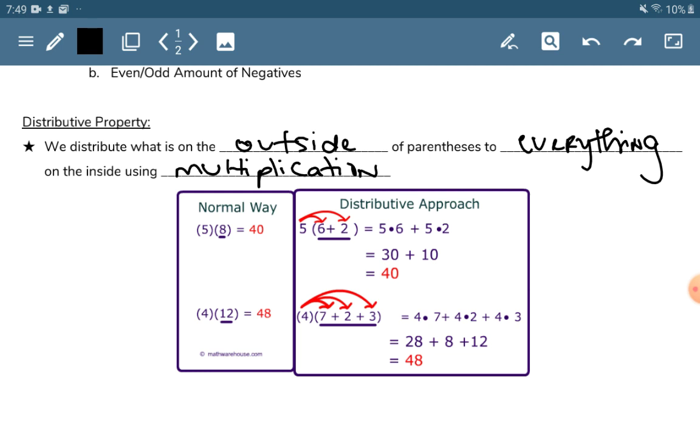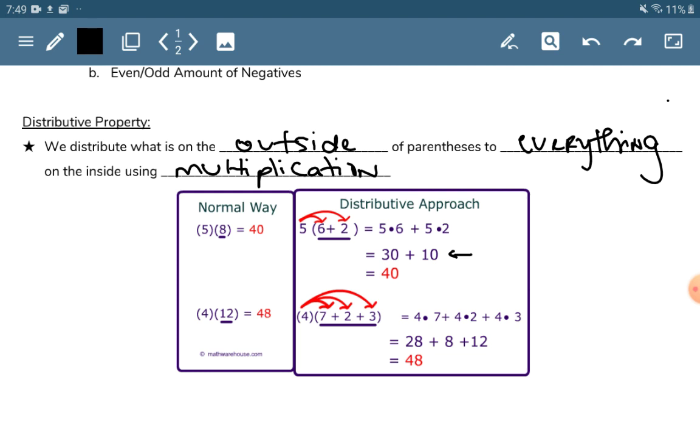So the distributive approach is what I'm going to talk about. You see that first problem there. You have 5 on the outside of parentheses and 6 plus 2 on the inside. One way to solve that, instead of doing 6 plus 2 first, is to distribute, which means I'm going to take 5 times 6 and 5 times 2. That's going to give me this second row here, which gives me 30 and 10, and I add and get 40, so I'm still going to get the right answer.